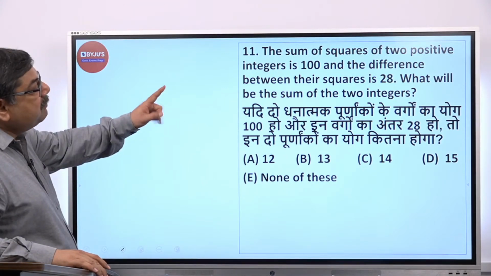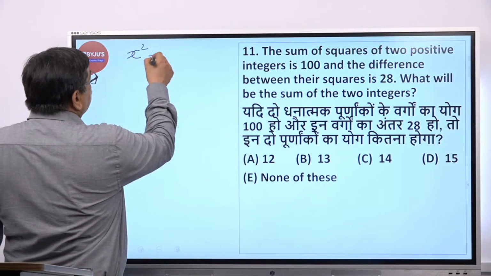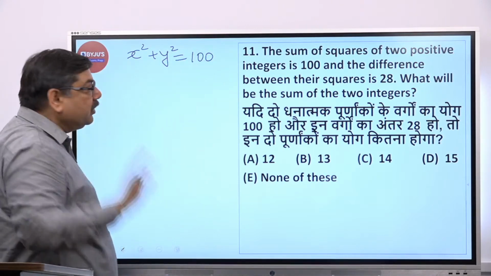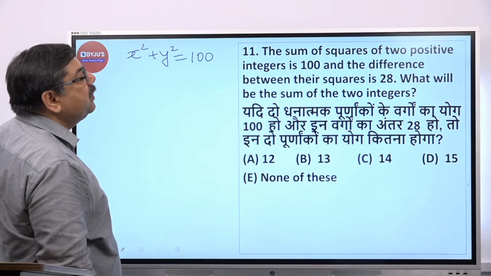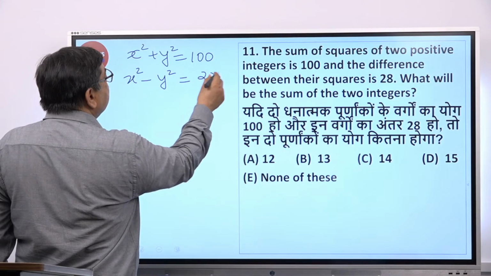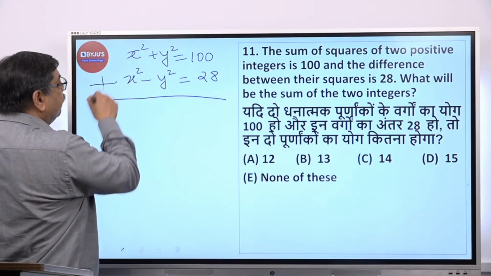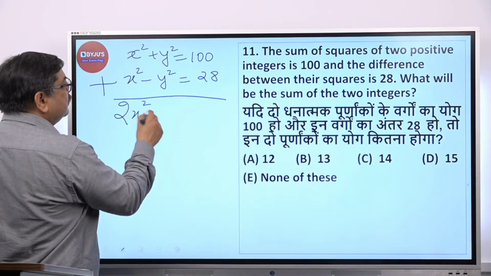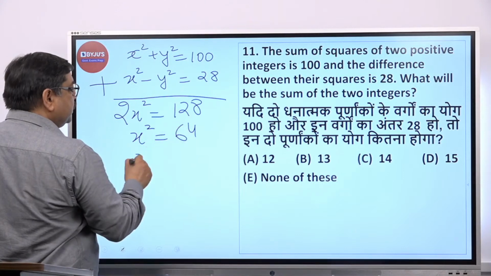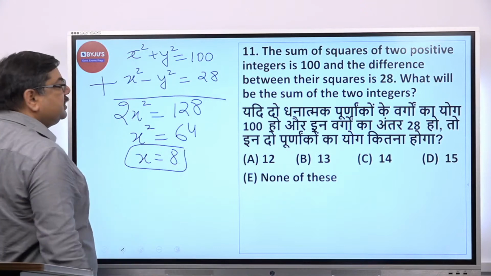All right, it says the sum of squares of two positive integers is 100. So x square plus y square is equal to 100. This is the first method. I'll tell you an easier one also. The difference between their squares is 28. x square minus y square is 28. So you have two equations there. All right, so add them. You get 2x square is equal to 128. x square is equal to 64. The value of x here becomes 8.